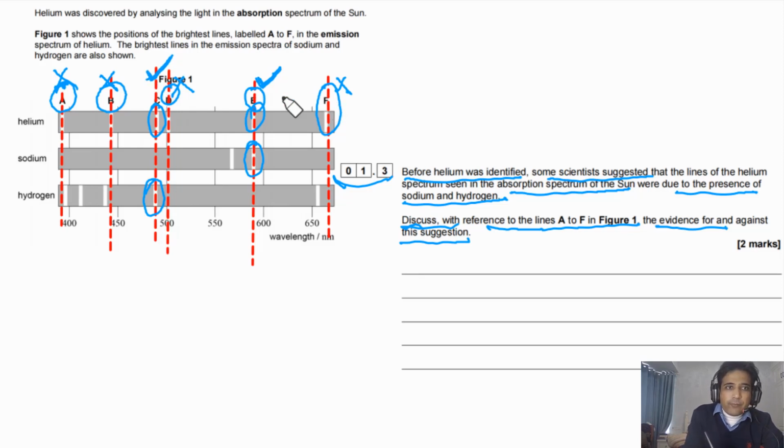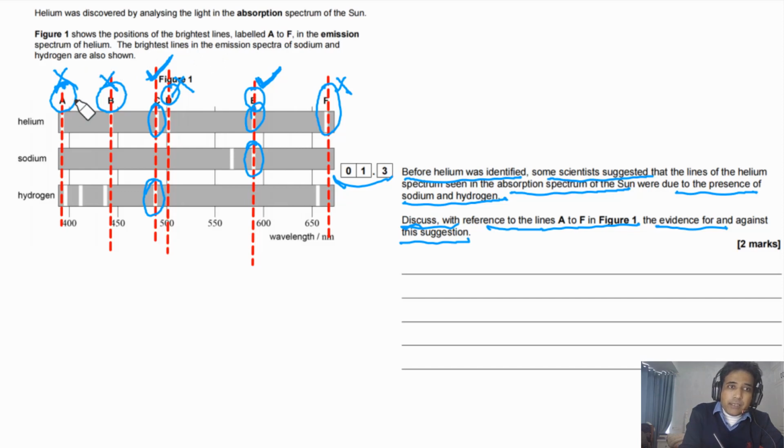And F, D, B and A, as they are not in sodium and also not in hydrogen, are against this suggestion. So simply we can say in this case, as line C is in helium and also in hydrogen, it supports the suggestion. And for this one, as line E is in helium and also in sodium, it supports the suggestion.